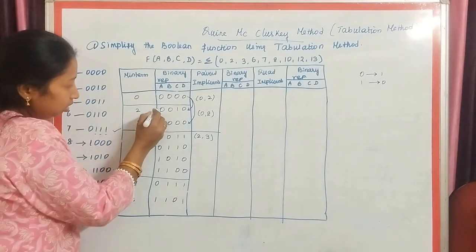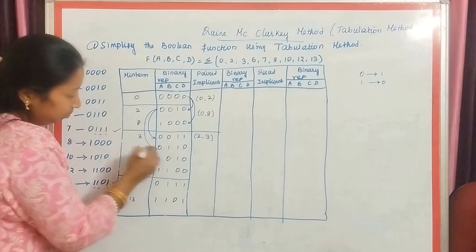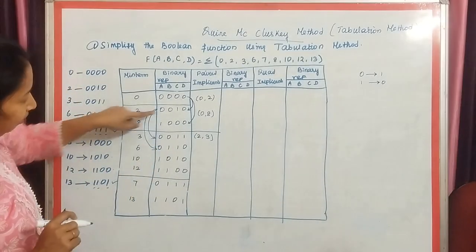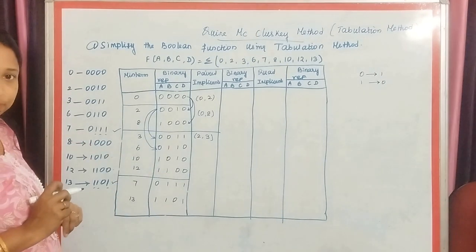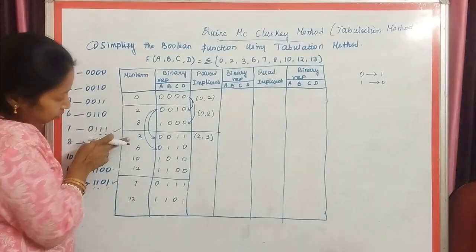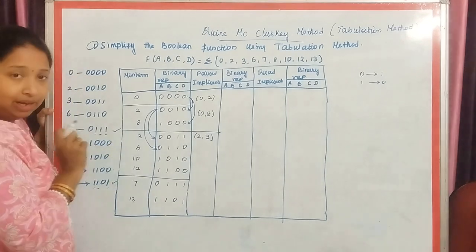Understood? Now, check 2 with the other element, number 6. You have to compare every element of one group with every other element of the next group. First, you will be comparing 2 with 3, 6, 10, 12.